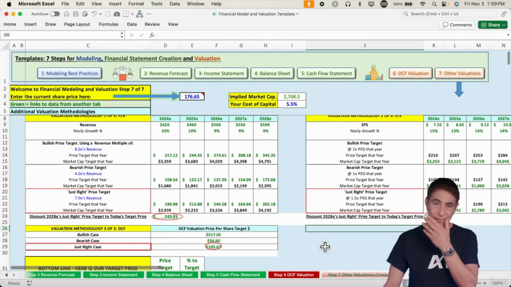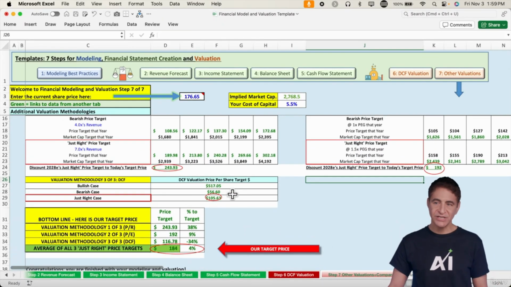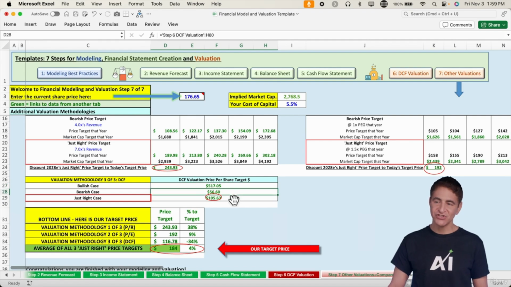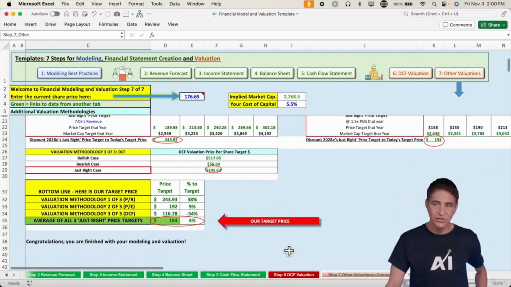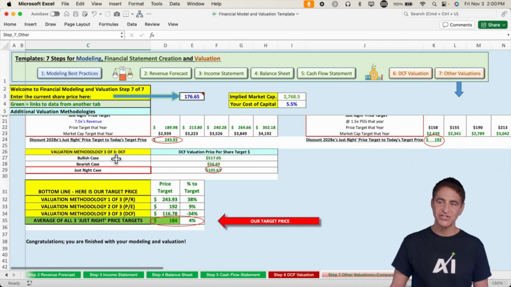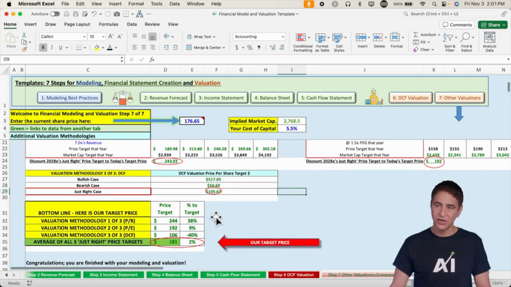Now let's discuss the blended average target price. So I pulled forward here these 3 numbers. They're green, meaning they came from a different tab. So I took from the DCF valuation our bullish case, bearish case, and just right. And just right is here. And so what we do is we look at the DCF bullish, bearish, just right case. These are green, meaning they're pulled from the other tab. And now we have the target price from all 3 methodologies down here.